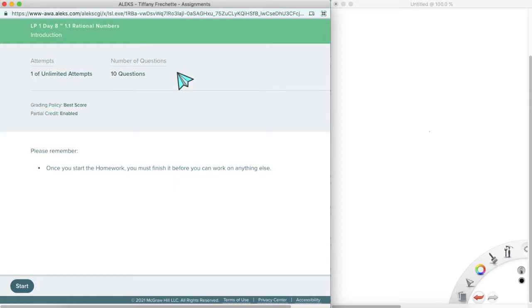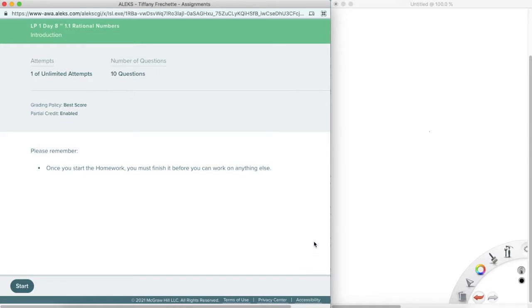So normally on the student side, I believe it's the first thing you see here will also be a due date for when the grade will actually be calculated. So it also says once you start the homework, you must finish it before you can work on anything else. And that's the idea of clicking the Submit Assignment button that's going to show up down in the bottom right corner. Once we start it, you don't want to just leave the assignment. You want to actually submit it.